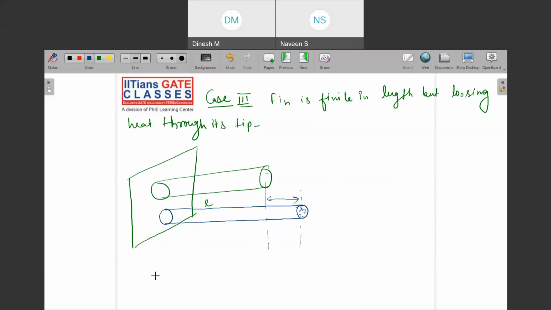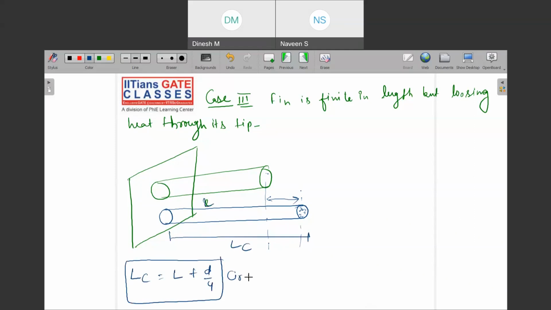So now I will change the length. What I name it is the corrected length. Now this is LC, this was L. So what is the LC value? Corrected length is nothing but length plus d by 4 when you are working with a circular fin.